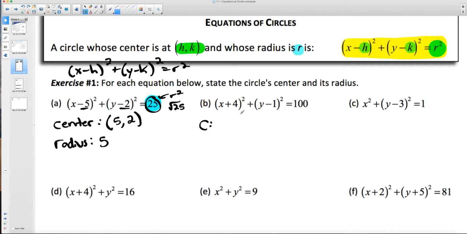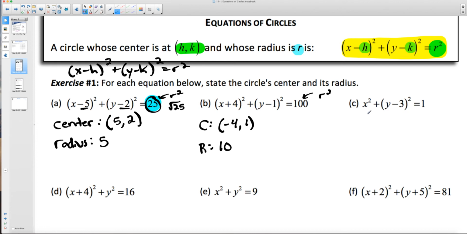So if I'm looking at B, the center is going to be opposite. So center is -4, 1. And the radius is going to be the square root of this, because again, this is r squared. So to get just r, we're going to do the square root of 100, which is 10. Okay, we'll look at this next one.